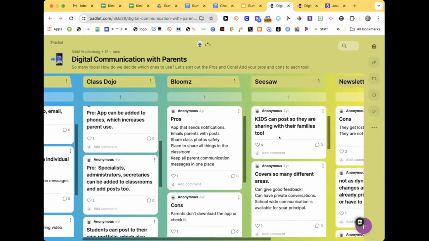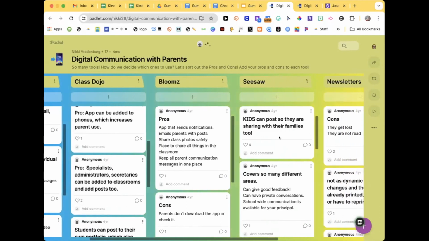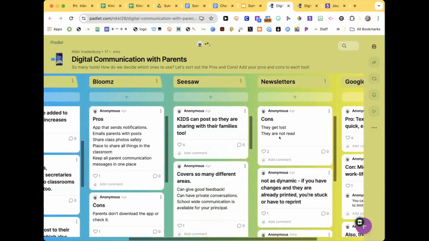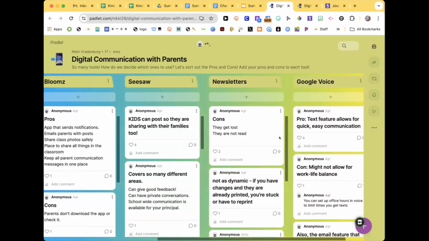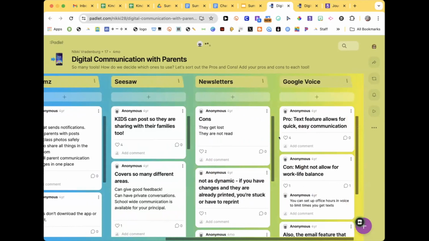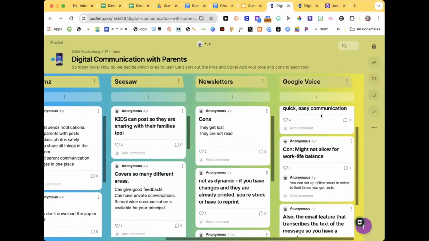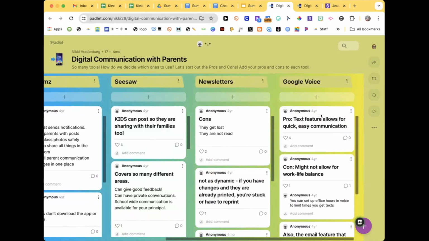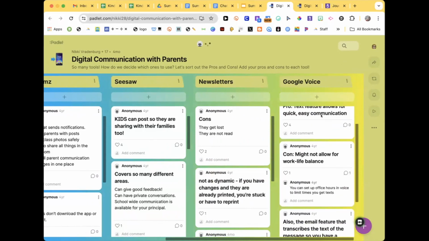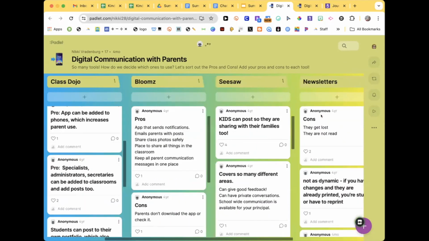You know, like I need these things for the party, that sort of thing. Seesaw, a lot of you are familiar with Seesaw. Newsletters, again, those could be digital or non-digital. Google Voice is on here. Again, kind of just a way of maybe making phone calls without actually making phone calls from your own personal phone, so everybody has your phone number.